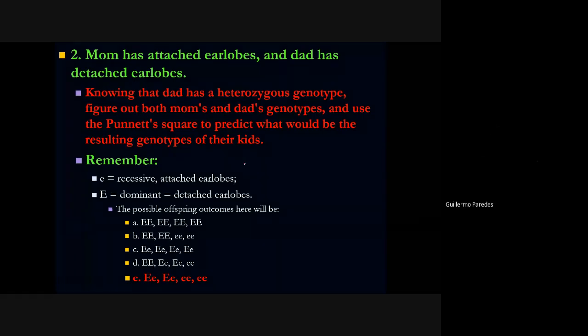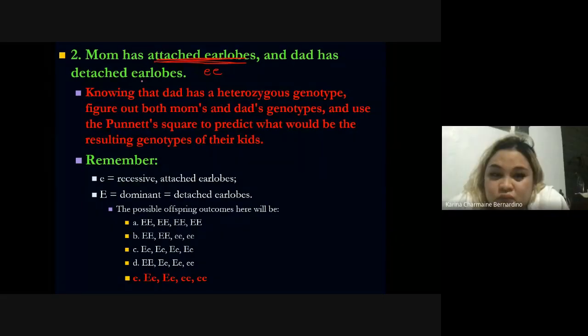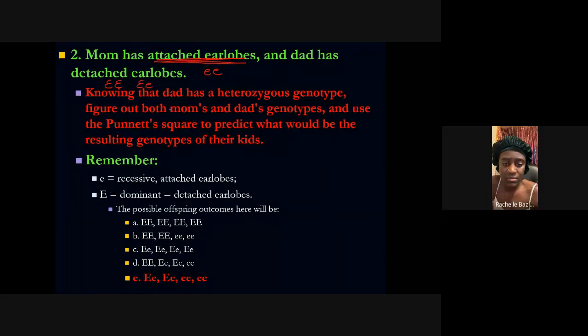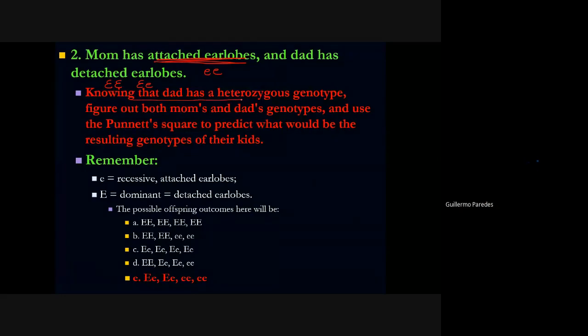Mom has attached earlobe, so that means she has ee, correct? And father has detached earlobe. Because they have detached earlobe, you have two options, EE or Ee. Are you okay with that? Knowing that it says heterozygous genotype, is heterozygous the first one or the second one? The second one, Ee, because they tell you heterozygous genotype.